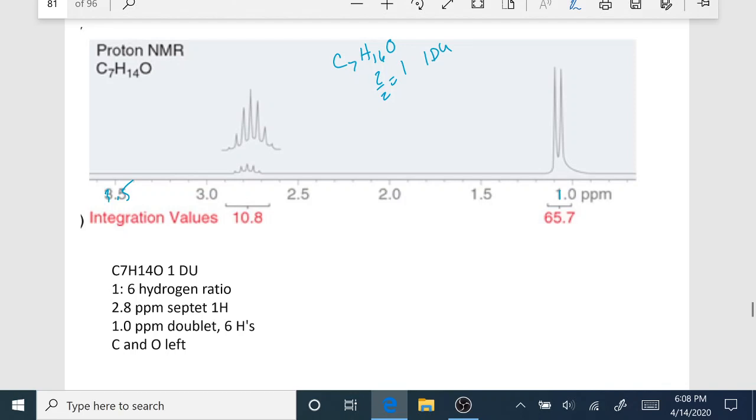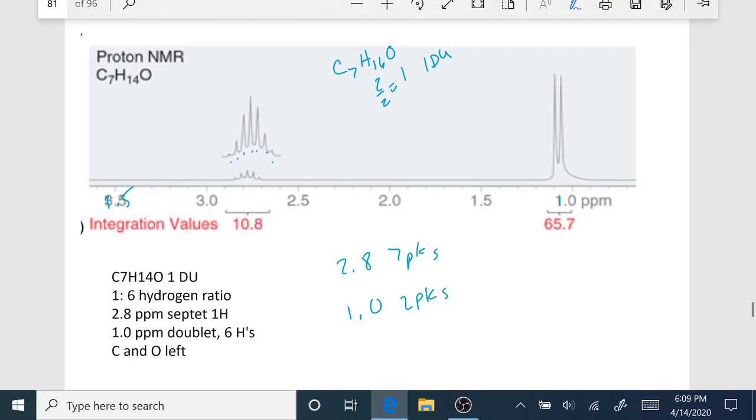Okay, so let's look at our chemical shifts here at about 2.8. We've got 1, 2, 3, 4, 5, 6, 7 peaks. And at about 1, we've got 2 peaks. Let's get our integration here. 10 divided by 10 is equal to 1, and 65 divided by 10, 6.5, it's about 6, right? It's not quite 6, but it's about 6. So our ratio is about 1 to 6. So this one is associated with 1 hydrogen, this one is associated with 6 hydrogens.